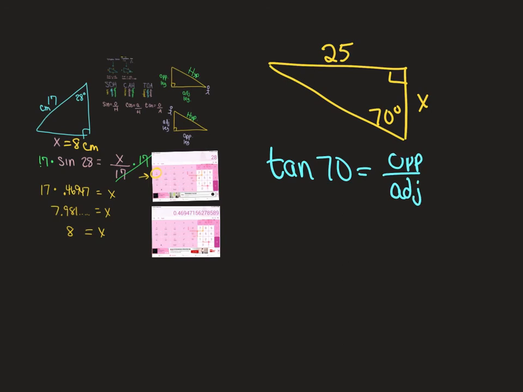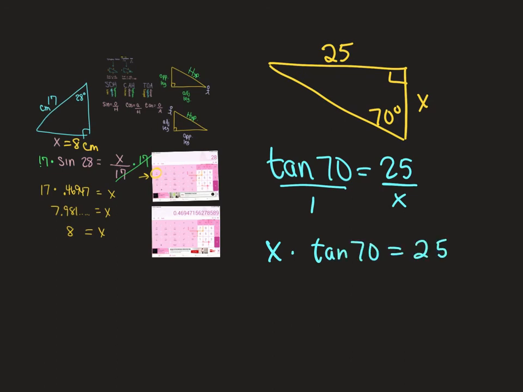Well, opposite, if I'm standing at this corner, the opposite is way over here, so that's 25. So I'm going to erase and say 25 on top. And adjacent leg is my x. Now this looks weird because x is on the bottom. So here's where I would draw my 1, and in order to find x, I would cross multiply. x times the tangent of 70 is equal to 25. Now divide by tangent of 70 so that I can cross that out.